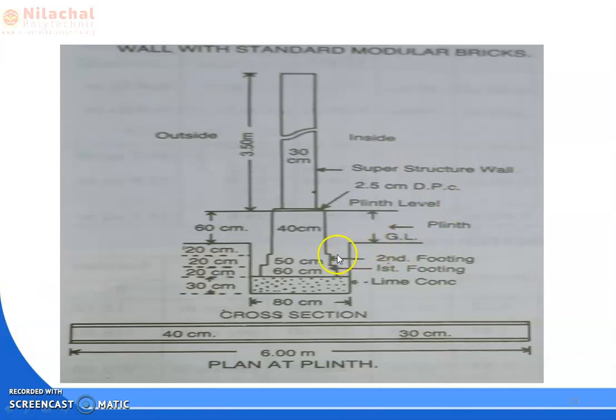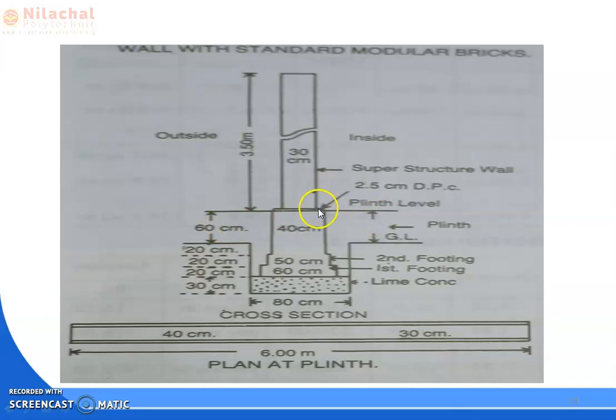The ground level is shown here, and the plinth level is also shown here. The ground to plinth distance we consider as the plinth height, okay. The plinth height given is 60 centimeter. Below ground level the same 40 centimeter wall continues for some height, which is 20 centimeter, okay. The total height of the 40 centimeter wall is 20 plus 60, that is 80.